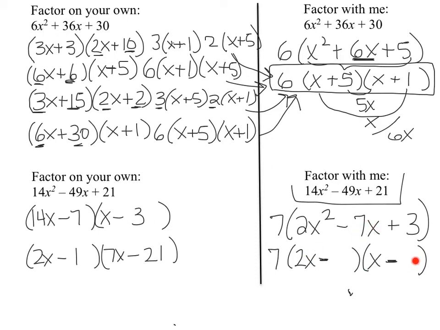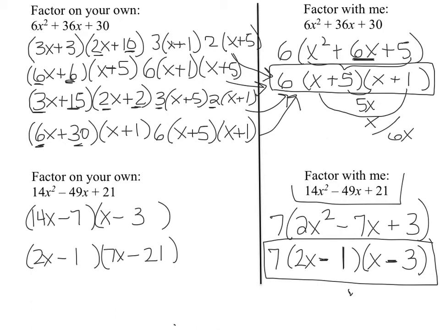If I put the 3 right here, the 3 is going to get multiplied by the 2. Well, 3 times 2 is 6. If I put a 1 here, well, 6 and 1 gives me 7. And they're both negative. So I'm going to put the 3 right here and the 1 right here. And there you go. Now I've got it. This is the fully factored problem. That's something that's factored completely.